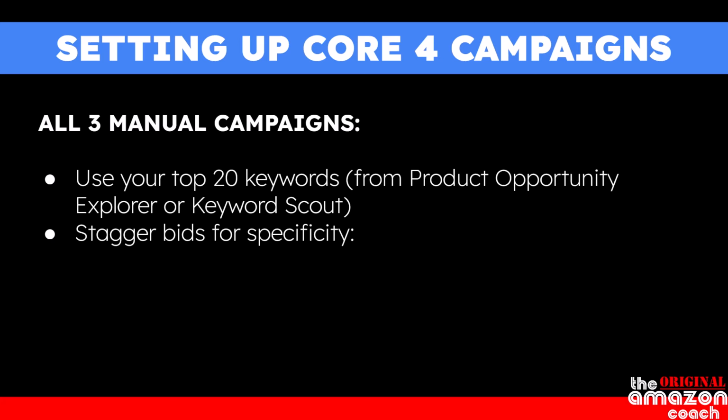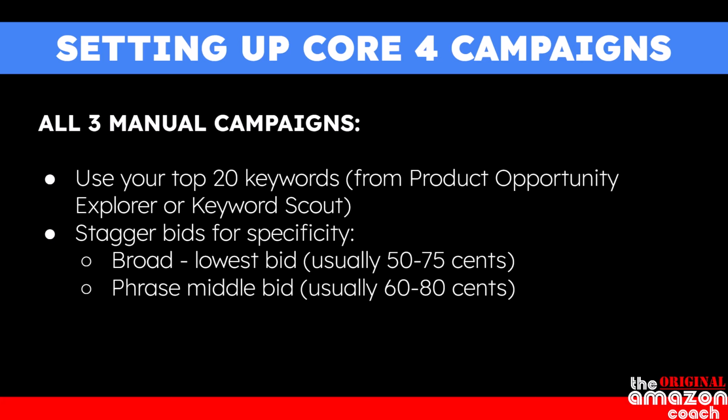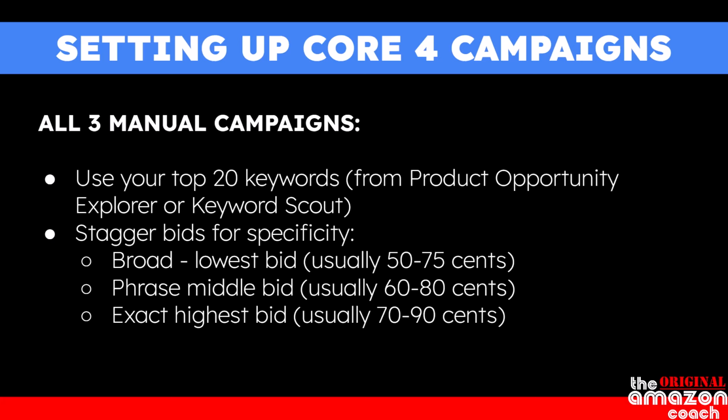I usually stagger the default bids for the campaigns as well. I suggest bidding something like 50 cents for broad, 60 cents for phrase, and 70 cents for exact match campaigns at the start, depending on your selling price. And then as they start getting some data and show how well each keyword performs in each campaign, I will adjust the bids up and down from there. Again, you will use fixed bids as your strategy on these and other campaigns as well.